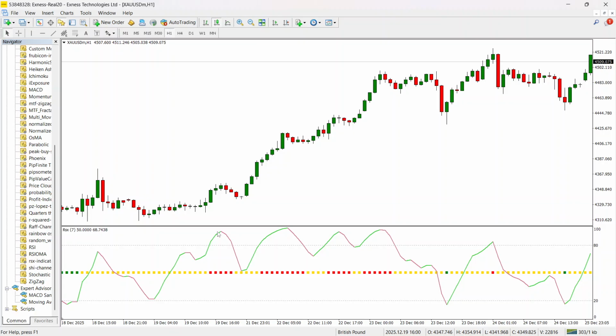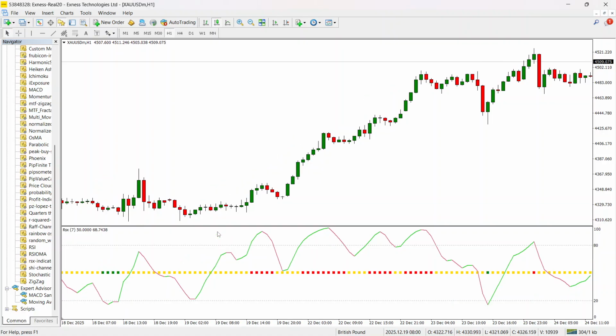This overview from the Forex Geek shows how the RSX offers a significant upgrade over traditional oscillators by providing smoother, more reliable signals with reduced market noise.